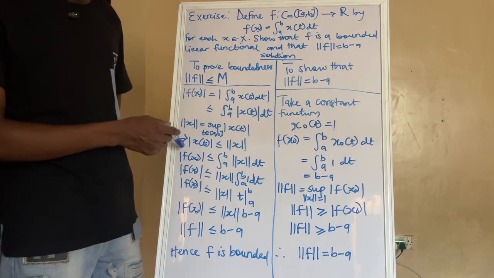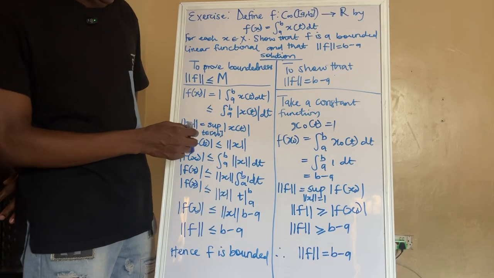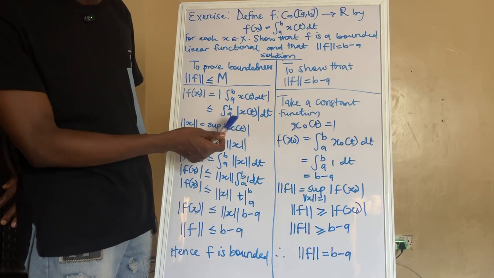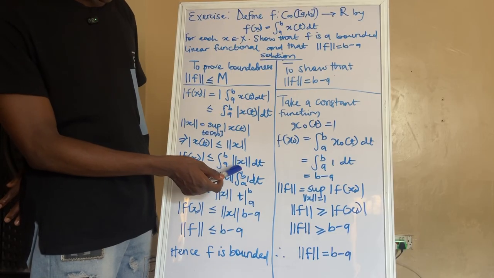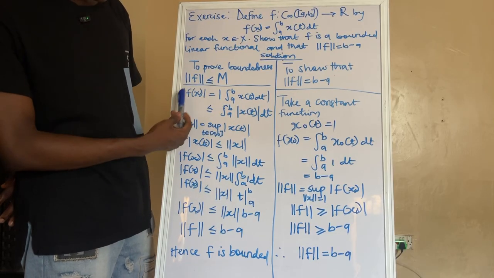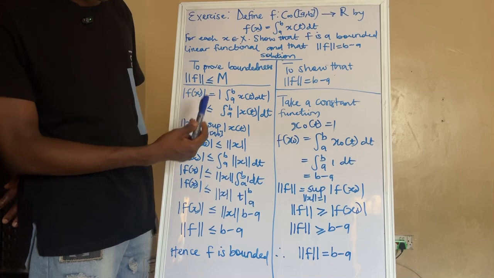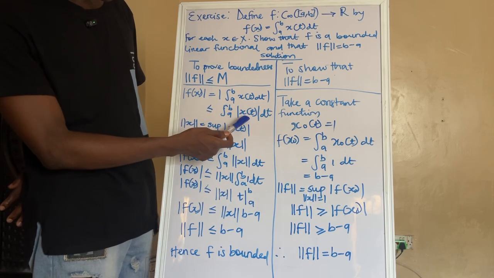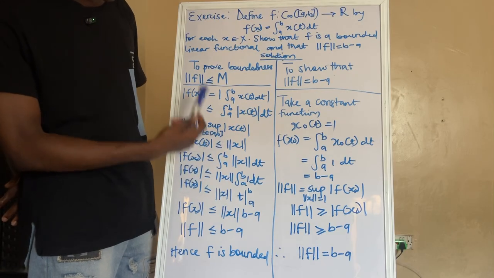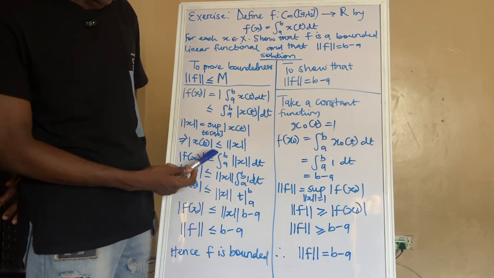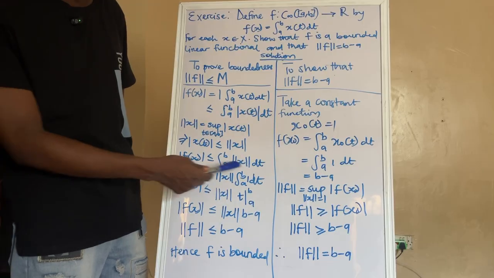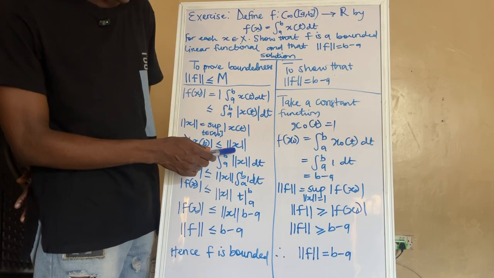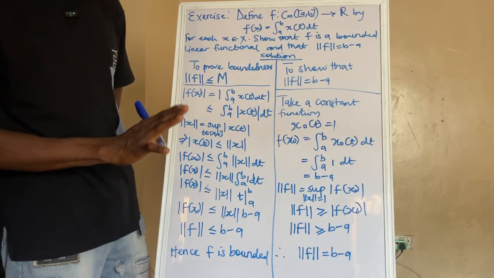So since I've been able to imply that x of t is less than or equal to the norm of x, if I now decide to replace x of t with the norm of x in my integration, I know that this is definitely going to be less than or equal to my integration, because this was already less than or equal to this, and now this is less than or equal to this, which means that this can only be less than or equal to this. It cannot be greater than this because I've replaced this with something that is either bigger than it or equal to it. I hope that makes sense.